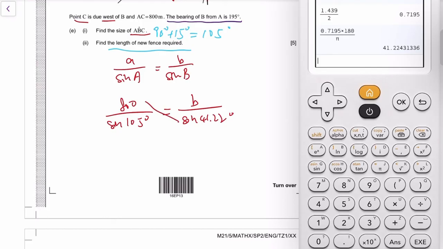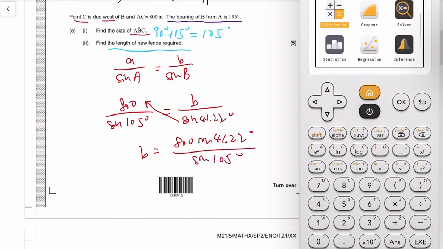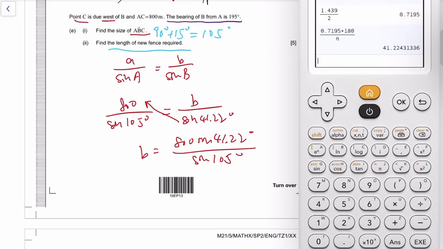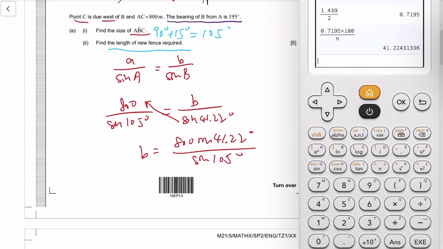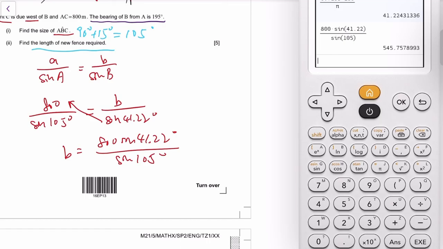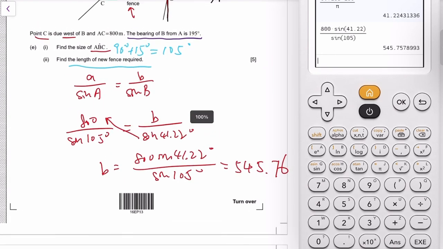Then we multiply the bottom to the other side, so b will be 800 times sine 41.22 over sine 105. We should be careful that we need to change the calculator to degrees because now we are suddenly using degrees. So it is 800 times sine 41.22 over sine 105. We get 555.76. That should be the new length of the fence.